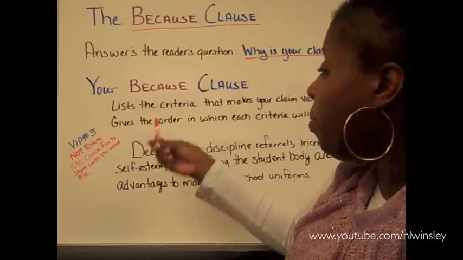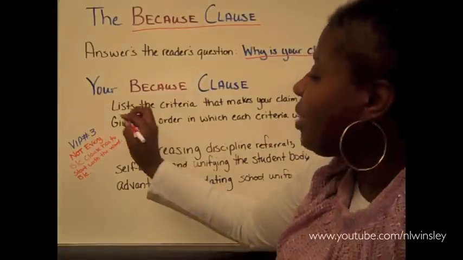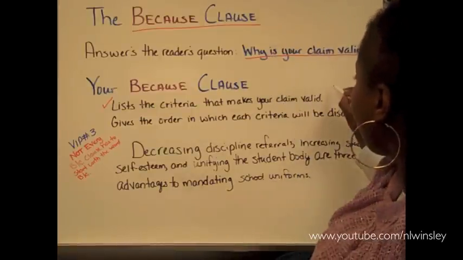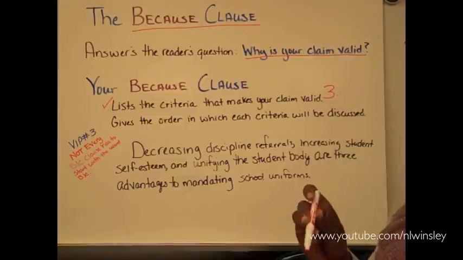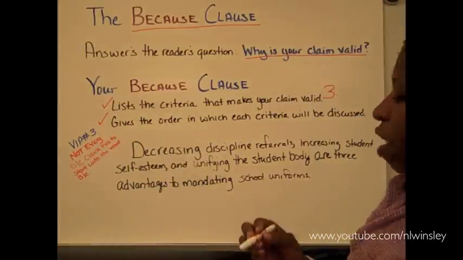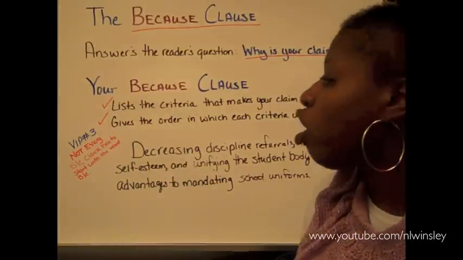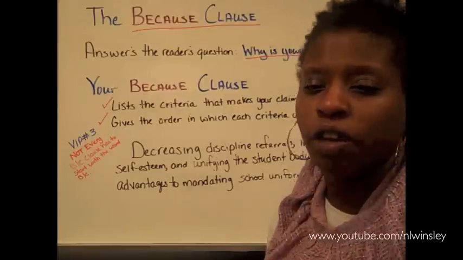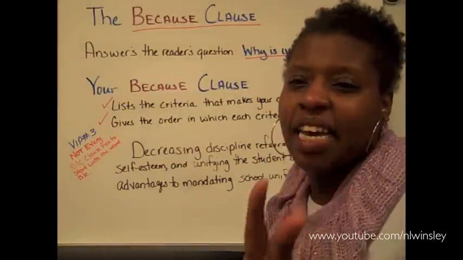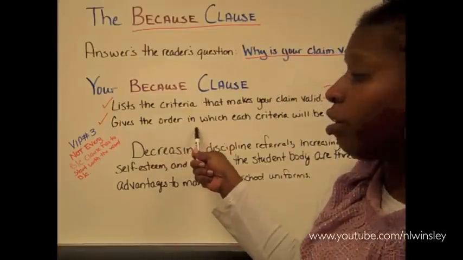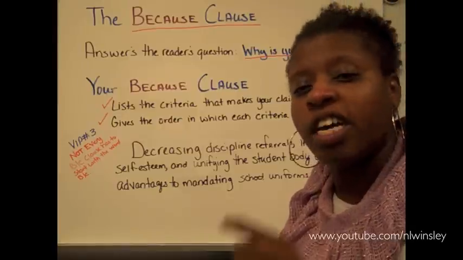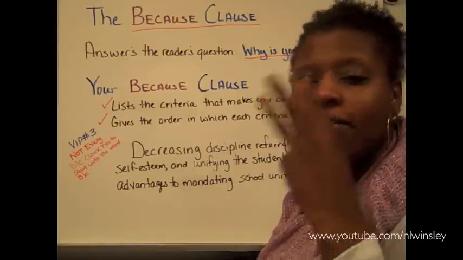Now, your because clause is going to list the criteria that makes your claim valid. And typically you want to have 3. Your because clause gives the order in which each criteria will be discussed. So if I say Kevin Hart is the best comedian of the 21st century because of A, bam, B, bam, C, bam, I'm giving the order to my reader in which I'm going to discuss in the essay. I'm going to discuss A first, then B, then C.